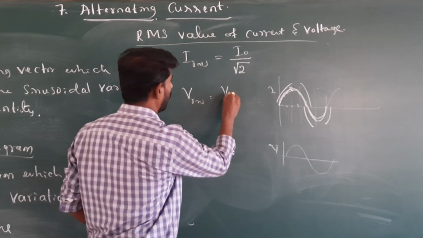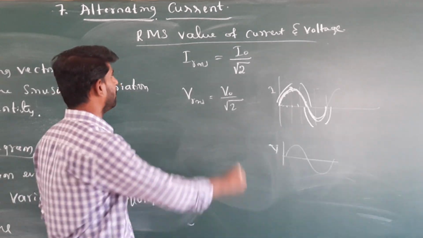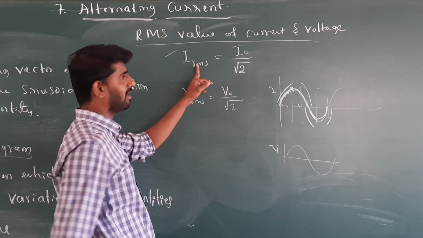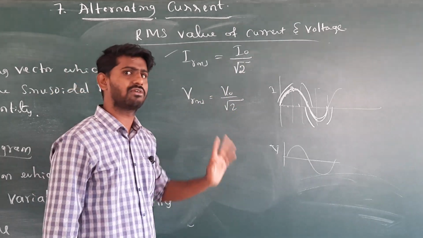In case of voltage, this becomes V naught by root 2. You must note these two equations. I RMS equals the peak value of current divided by root 2. V RMS equals the peak voltage divided by square root of 2.